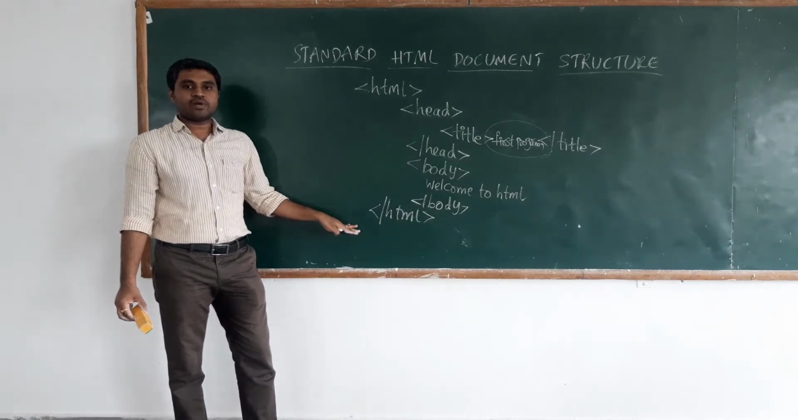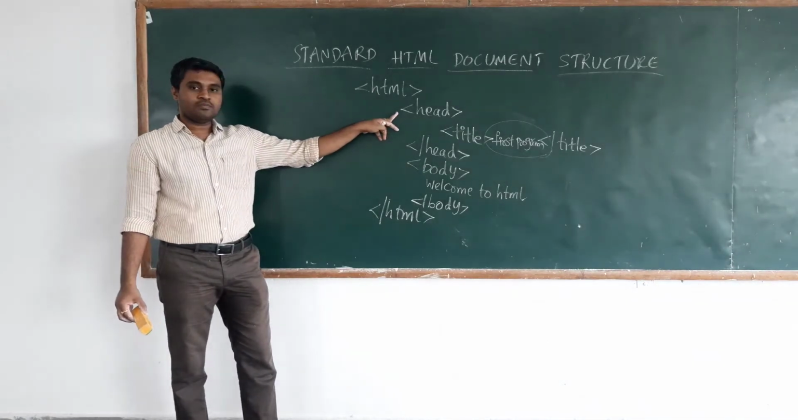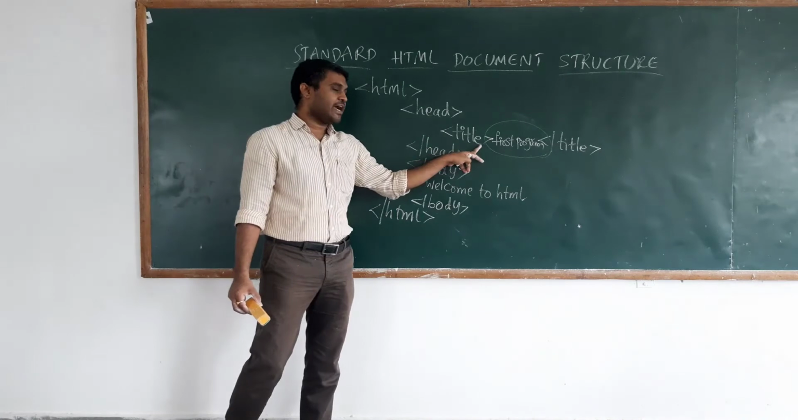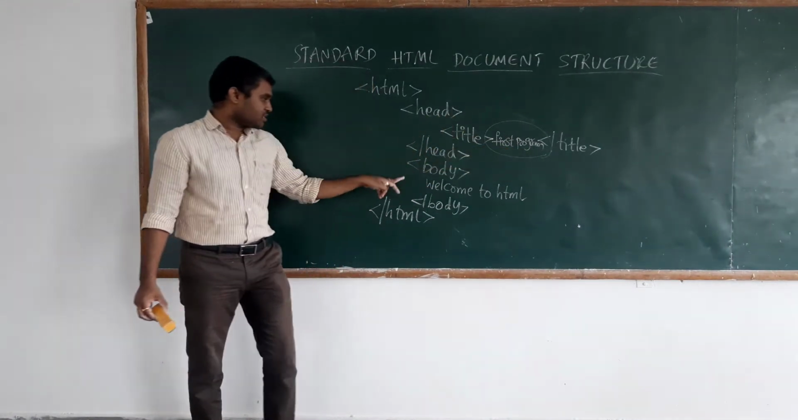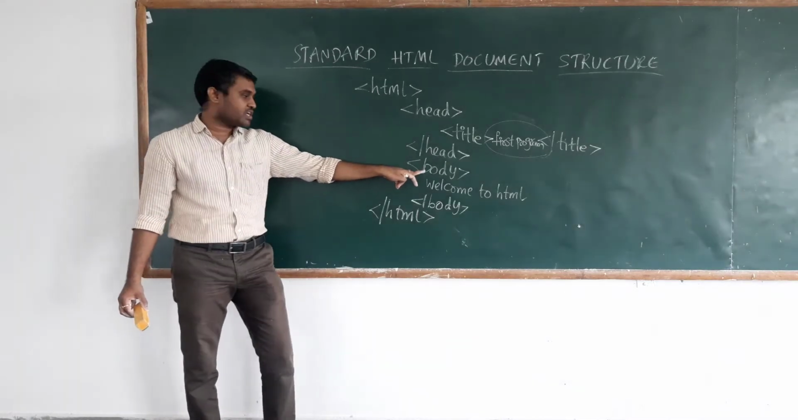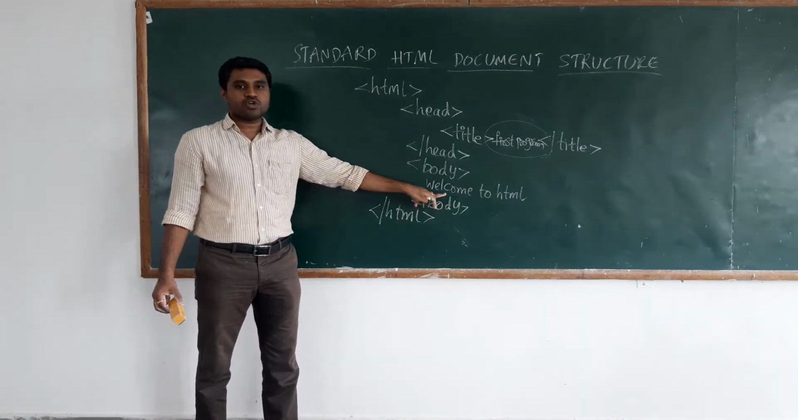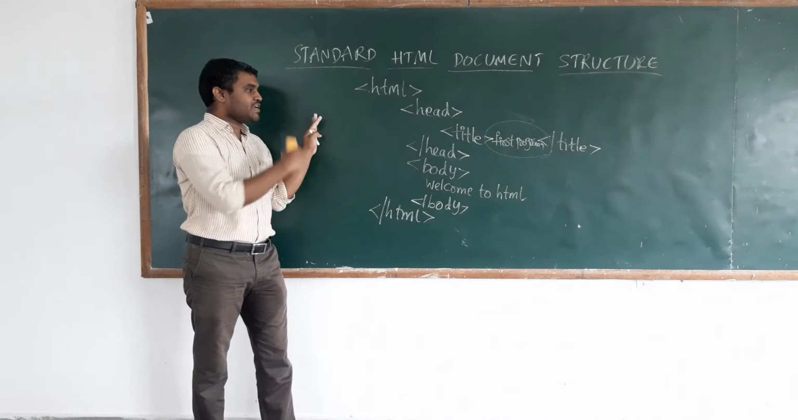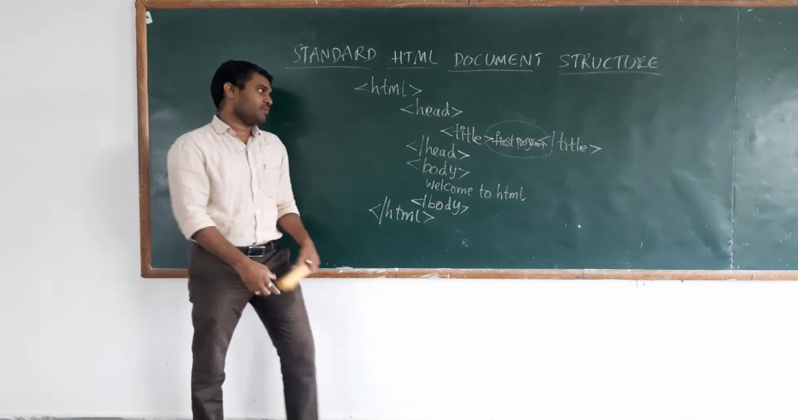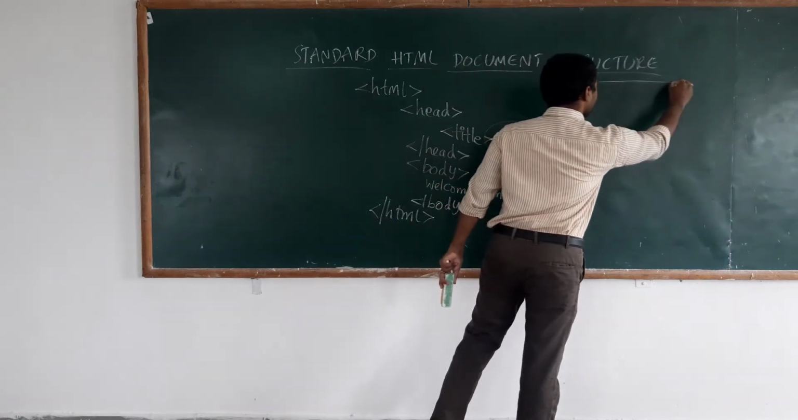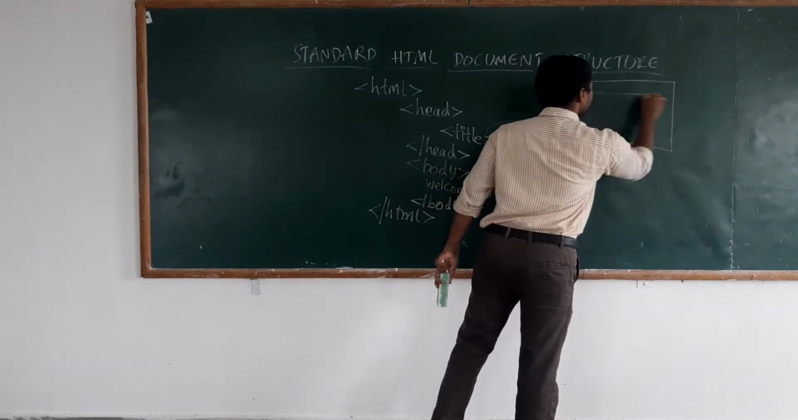This HTML document contains two sections, the header section. In the header section I have defined the title tag. In the title tag I have defined first program. In the next section, that is the body section, I have defined the content welcome to HTML. Now consider that you are running this program on your web browser. Then what will be the output of this program?